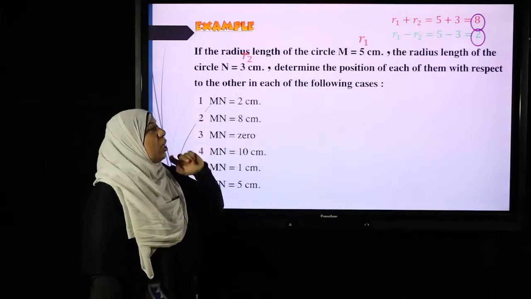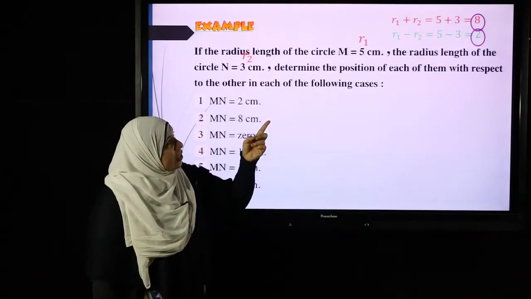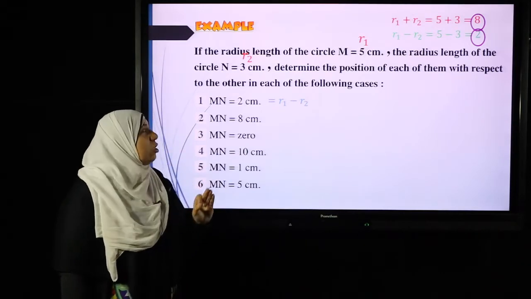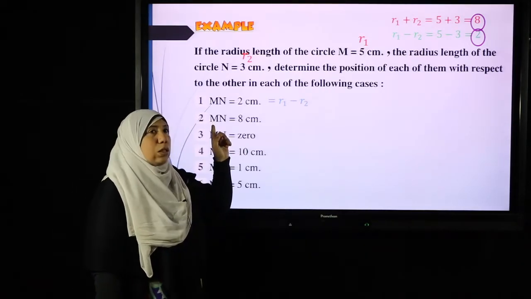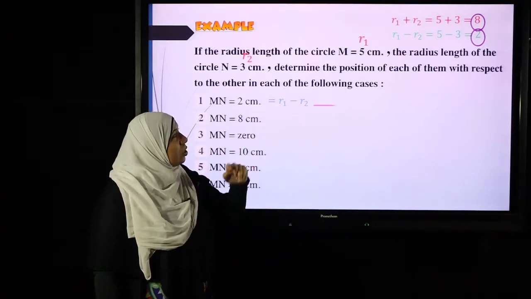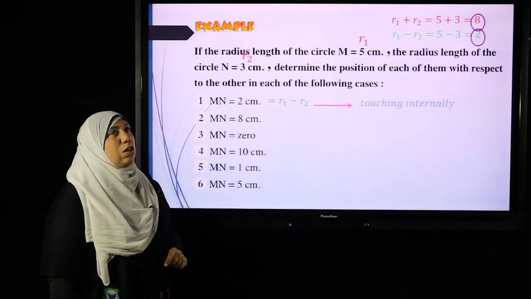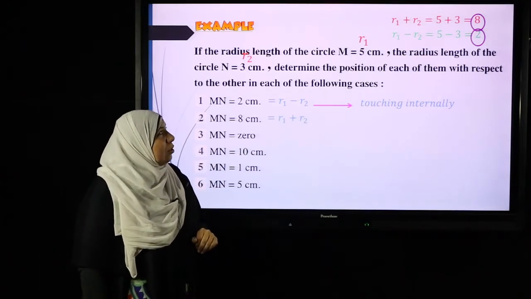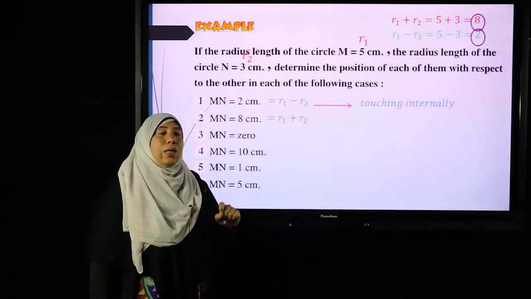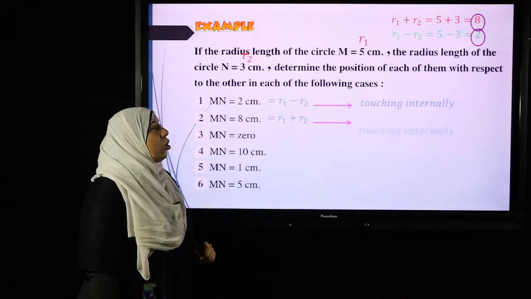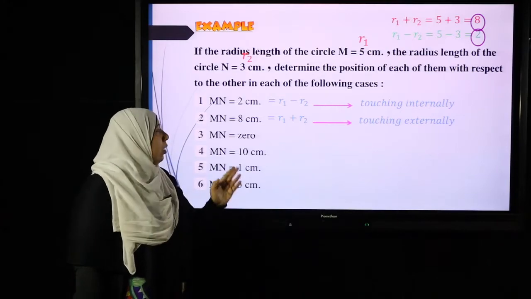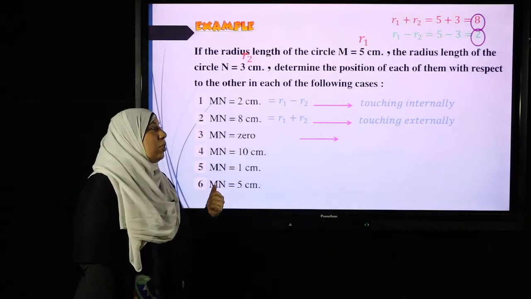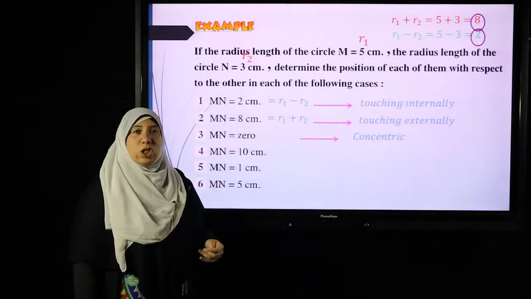First, MN equal to 2 is equal to R1 minus R2, exactly the difference. So if the distance is exactly the difference, I can say that the two circles are touching internally. MN equal 8, which is exactly the sum, so these two circles are touching externally. MN equal to 0, as we said before, they are called concentric circles.